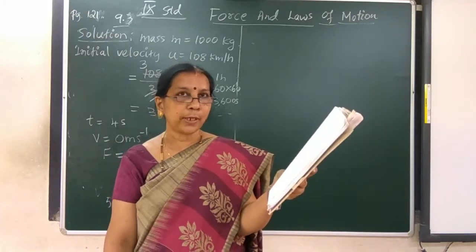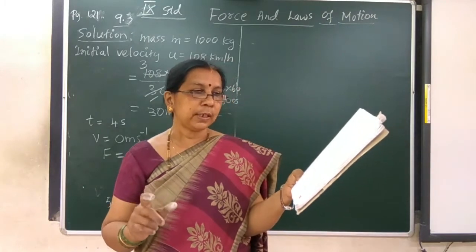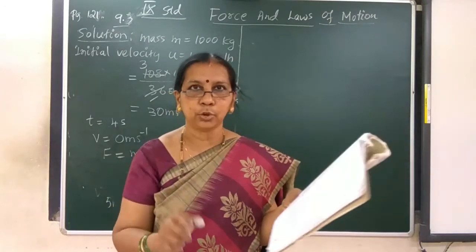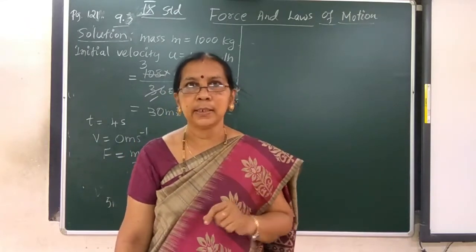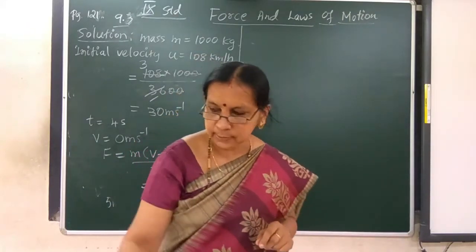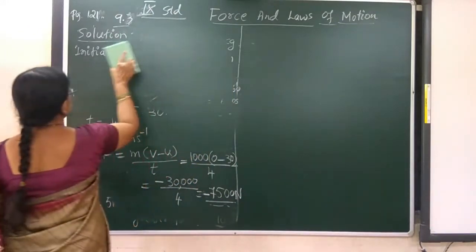So let us find mass. Then what do you have to find? What would be the acceleration if both the masses were tied together? First we have to find masses m1 and m2. Let us see how to find the mass.